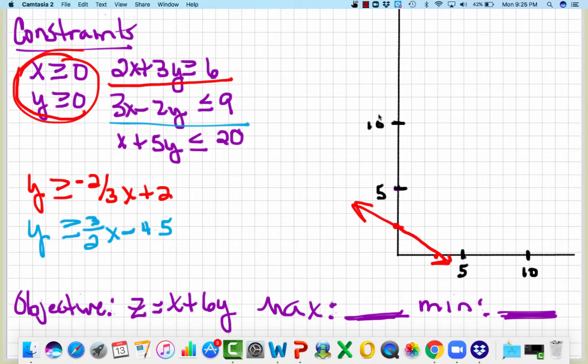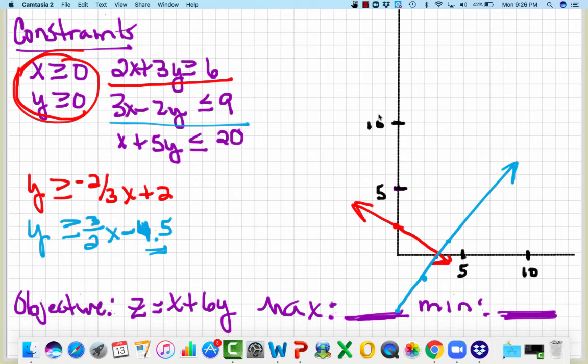So we'll plot that. We're going to start at negative 4.5. Normally, we wouldn't have to go down on the y-axis, but since our y-intercept this time is at negative 4.5, we're going to go down 4.5. It's going to put me right about here. And then my slope is going to be up 3 over 2. So I'm going to do that a couple times, and then I'm going to connect that, and that's going to give me that line.